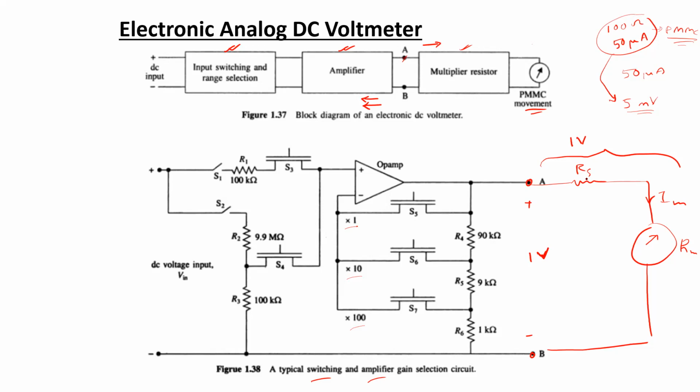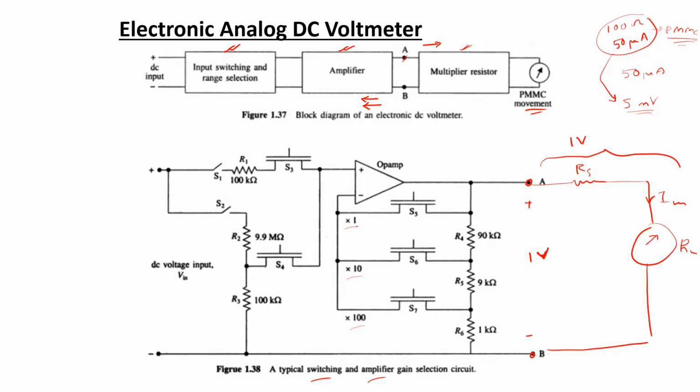How the multiplier resistor should be chosen for a particular PMMC arrangement in order to obtain a range of 1 volt has been discussed while discussing the basic DC voltmeter. Considering that discussion, the range has been set to 1 volt. So we have to keep in mind that at terminals A and B, whatever the input gain selected, the output at the terminals A and B can never be more than 1 volt. That is one constraint that we are going to consider for this analysis or circuit design.